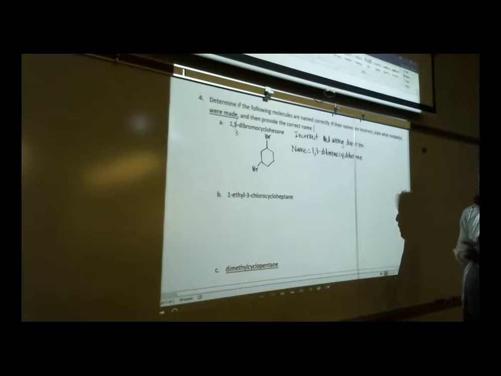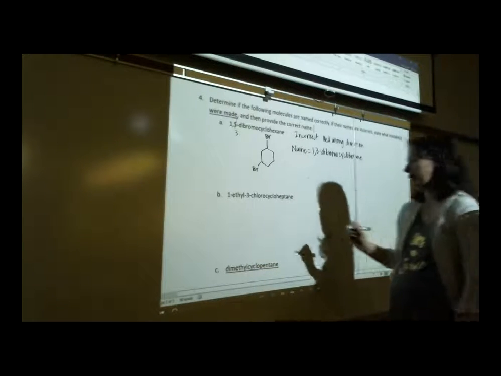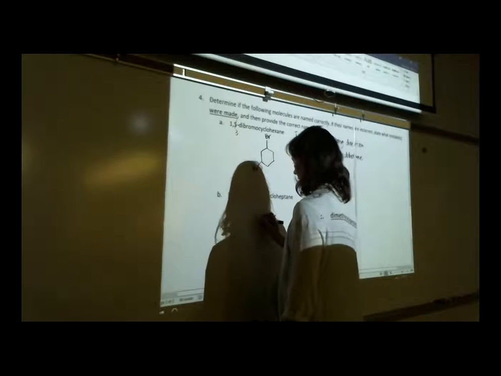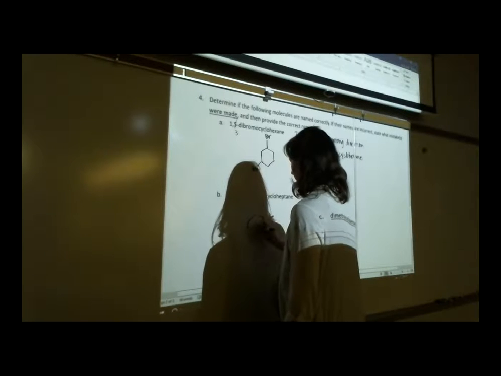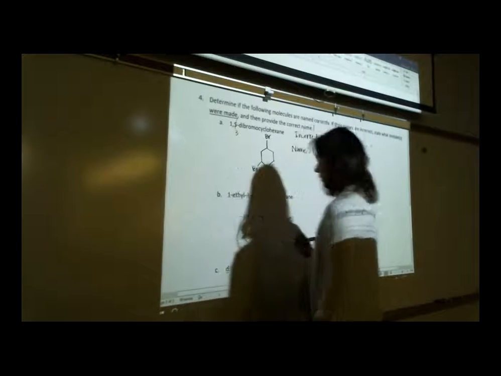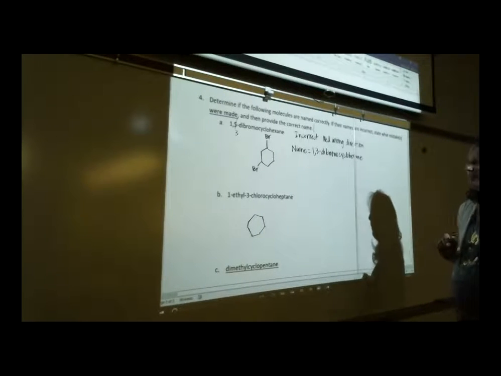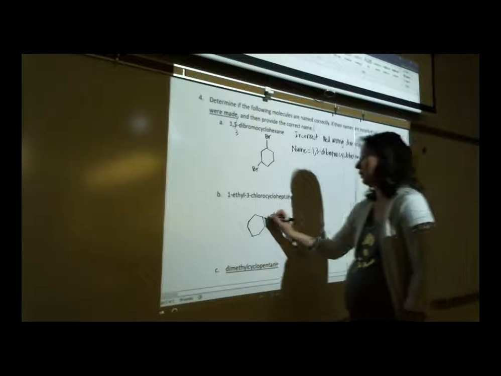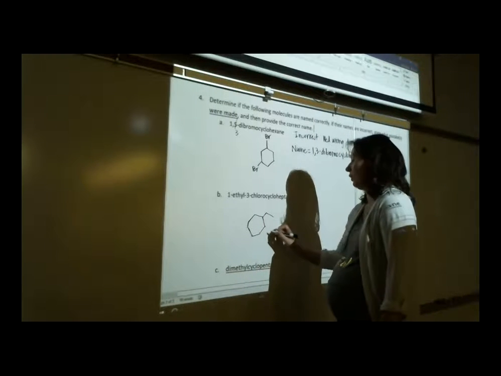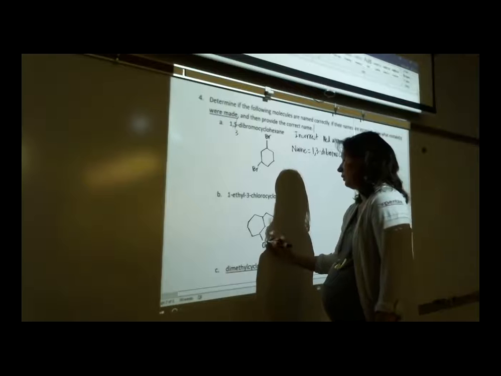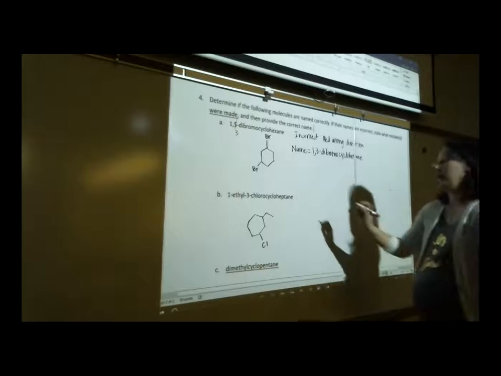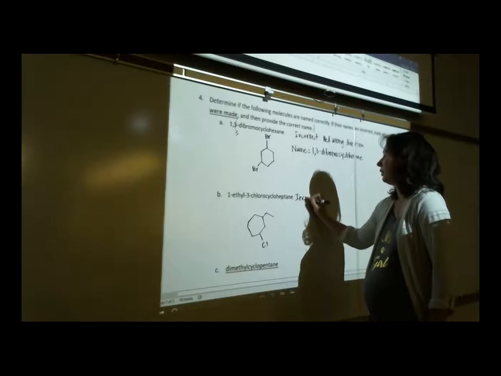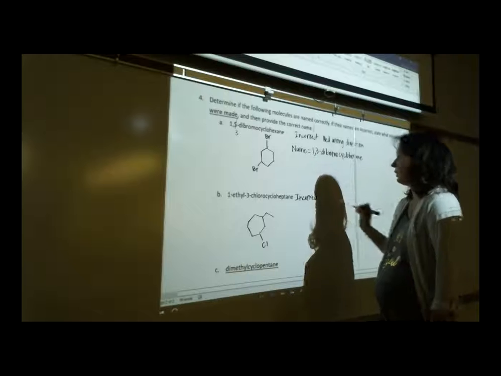All right, let's do part B. Heptane. Boy, cyclic heptanes are hard to draw because that's 7. That's a funky number. 1, 2, 3, 4, 5, 6, 7. I stink at drawing heptanes. Okay, so 1-ethyl, 1, 2, 3 chloro. Is that the name for this molecule? Nope, that's incorrect. What did the student do wrong?